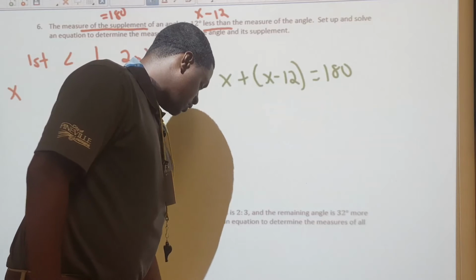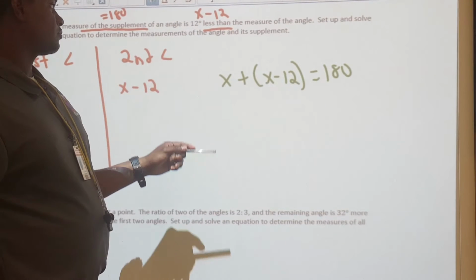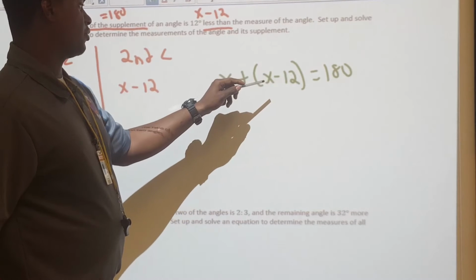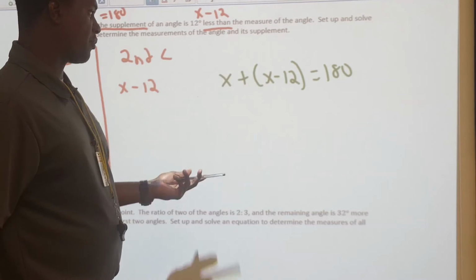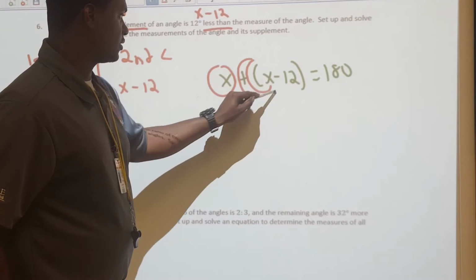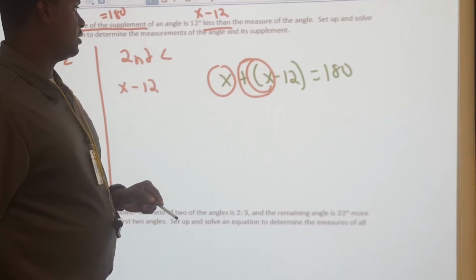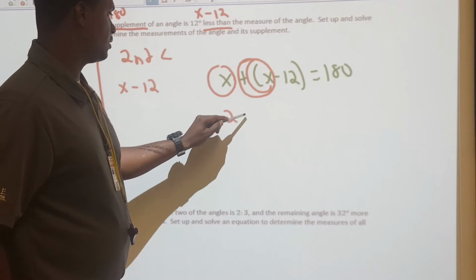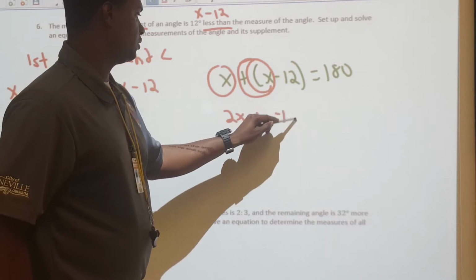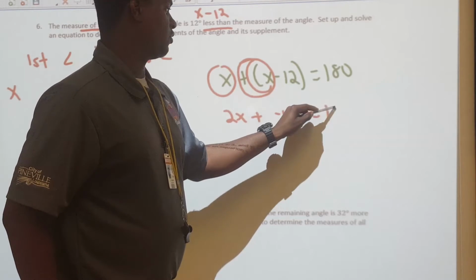So now all I have to do is solve this equation. I can't combine anything in parentheses, and I don't have anything to multiply outside of my parentheses. So now I'm going to combine like terms. I have to circle my sign. So that is 2x minus, or negative, 12 equals 180 degrees.